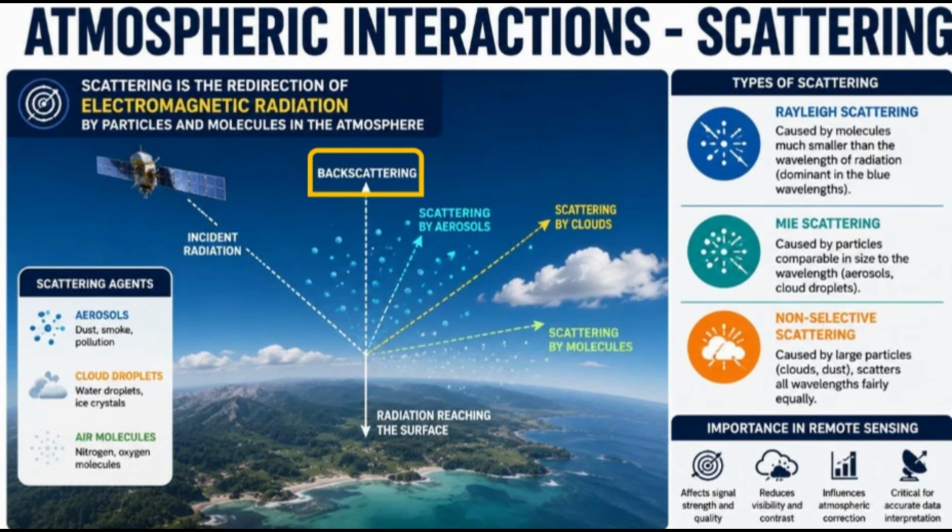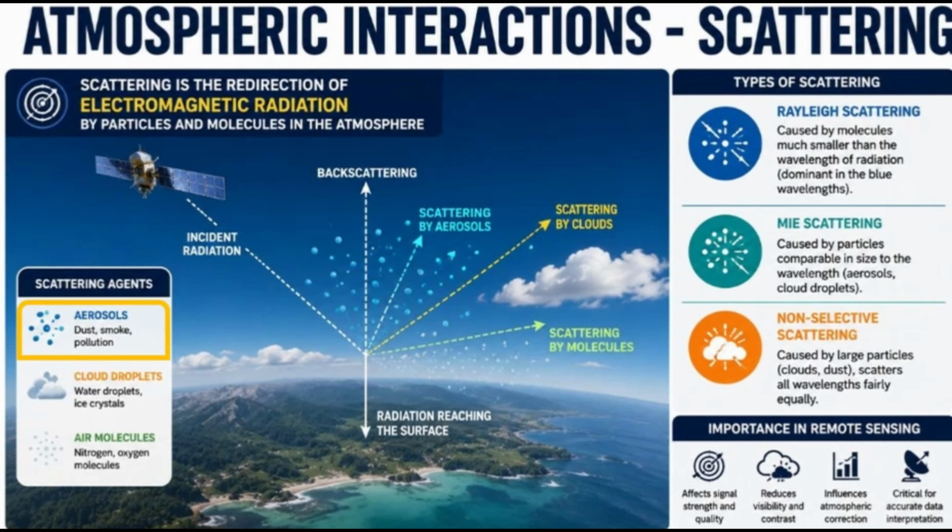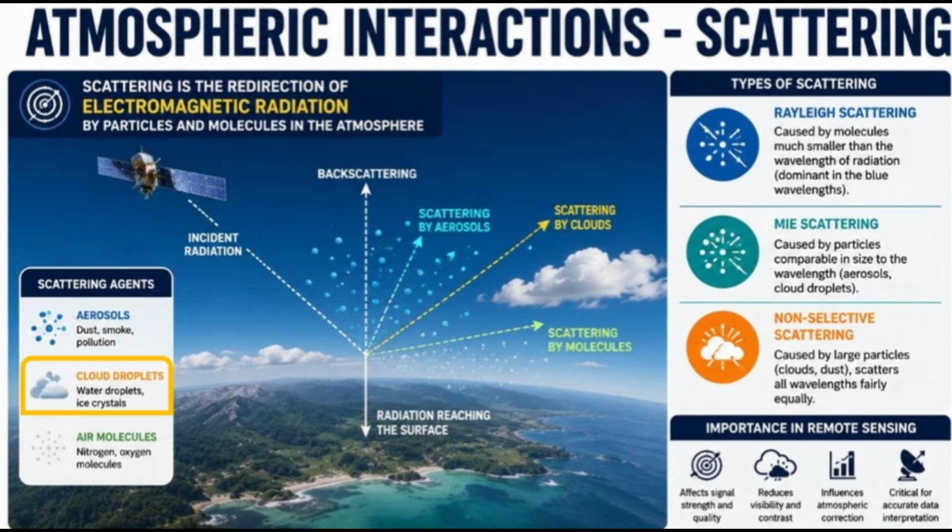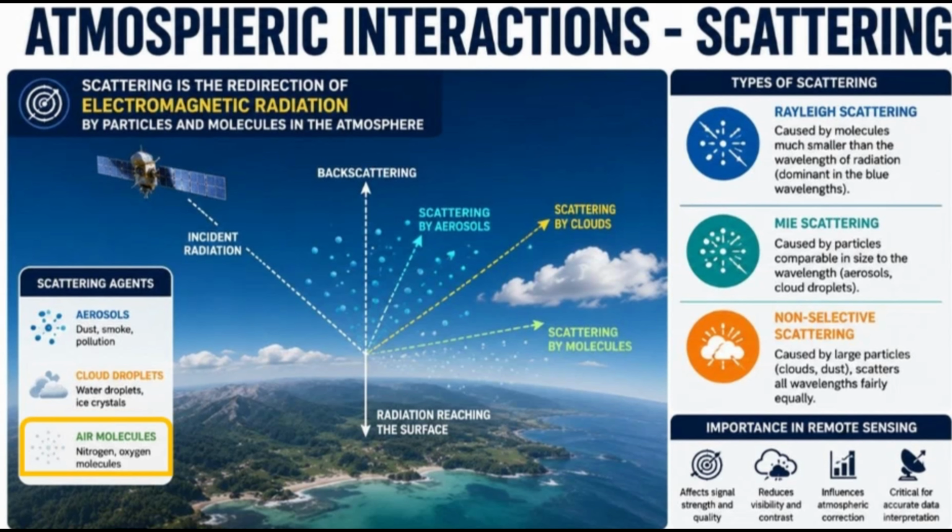These scattering agents are aerosols. When we talk about aerosols, we are talking about dust, smoke, and pollutants in the atmosphere. And another scattering agent is the cloud droplets in the atmosphere. And these cloud droplets comprise water droplets and ice crystals. We also have air molecules that serve as scattering agents. And these air molecules are majorly nitrogen and oxygen molecules.